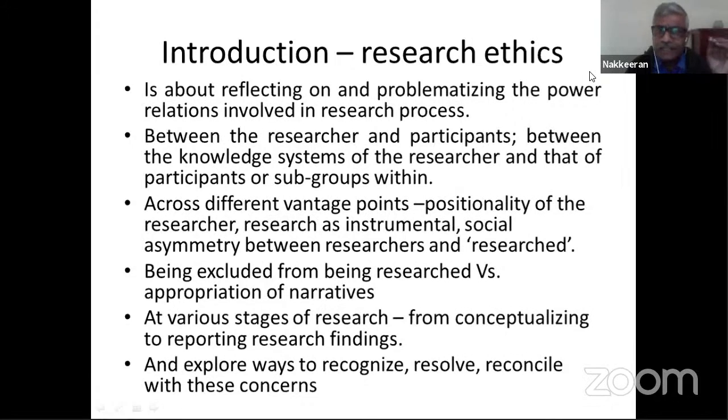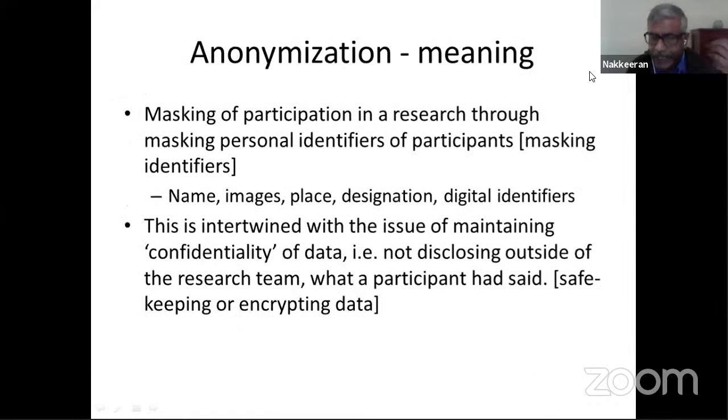So procedural ethics can only guide to a limit. It can only provide norms at the level of a baseline. Beyond that, it is how an individual researcher reflectively problematizes and engages in the field. Having said that, I'm moving on to a very narrow topic within research ethics, what's called anonymization.